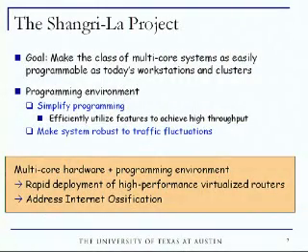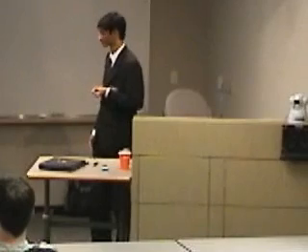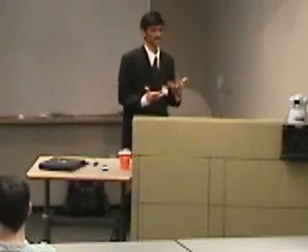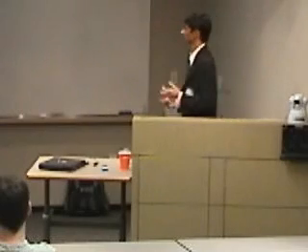In this direction, we have started a project at UT Austin called Shangri-La in collaboration with Intel Research and Development at Portland. The goal of this project is to make this class of multi-core systems as easily programmable as today's workstations or clusters. This programming environment has two goals. First is that it simplifies the programming and yet efficiently utilizes the features to achieve high throughput out of this hardware. And secondly, it makes the system robust to traffic fluctuations.